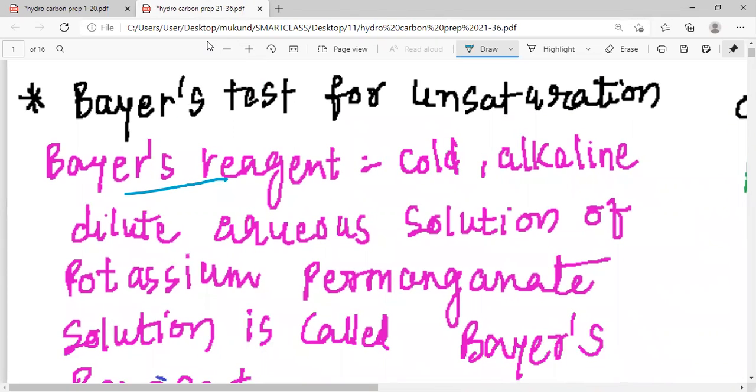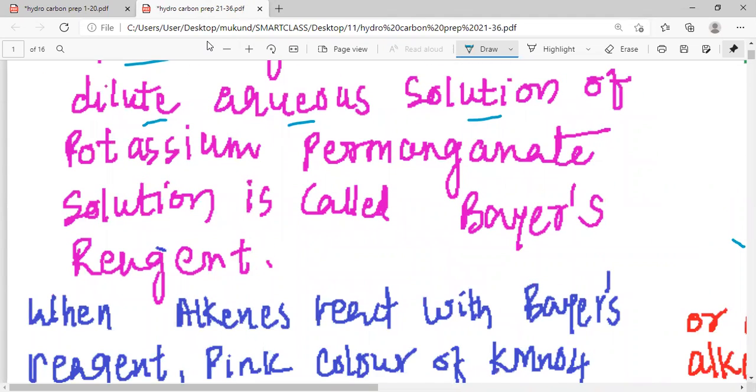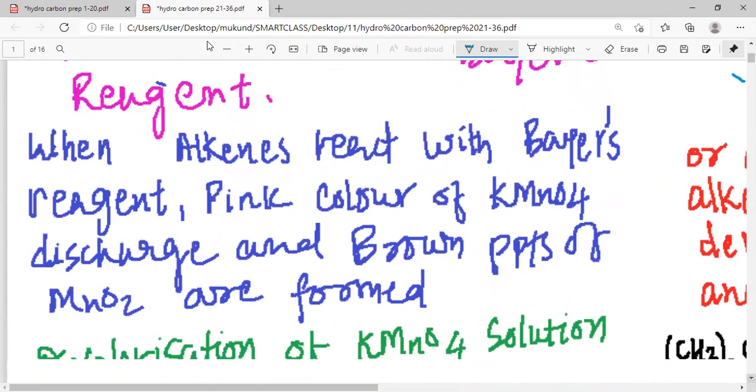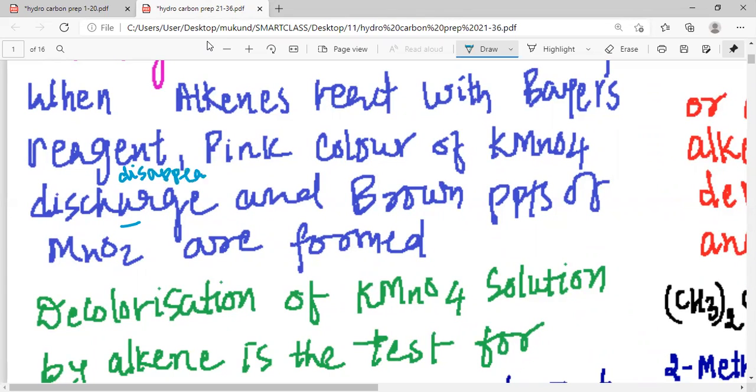First, we need to know what Bayer's reagent is. Cold alkaline dilute aqueous solution of potassium permanganate is called the Bayer's reagent. So what is Bayer's reagent? Cold alkaline aqueous potassium permanganate solution. That is what is known as the Bayer's reagent. When alkene reacts with the Bayer's reagent, the pink color of KMnO4 is discharged. Discharge means disappears, or we can say vanishes.